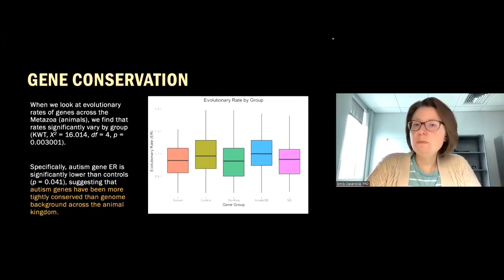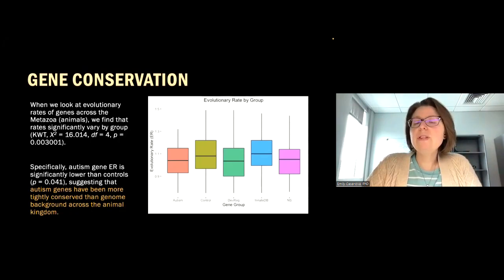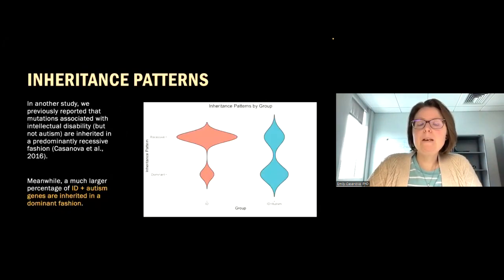So that means that across a large span of time, not just in the human genome, but we're talking more than 500 million years now, that the conservation of these genes has been quite significant. They have not liked to change for a very long time. It's not just in humans. It's not just in tetrapods. It's for a very long time. So that's another interesting thing. So in general, we see that autism genes, in many different ways, are very tightly conserved. They do not like to change.